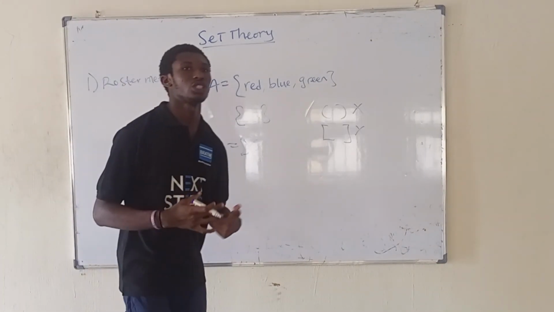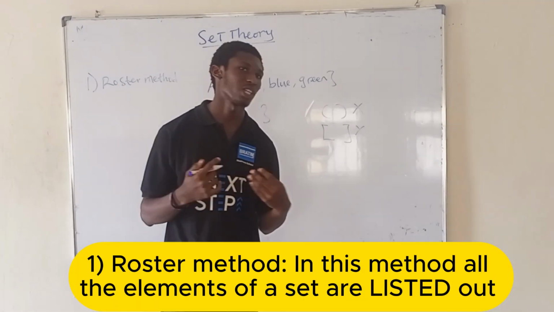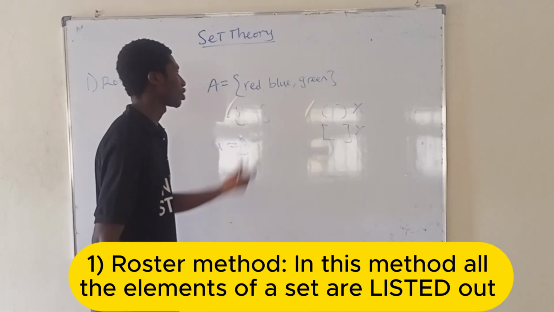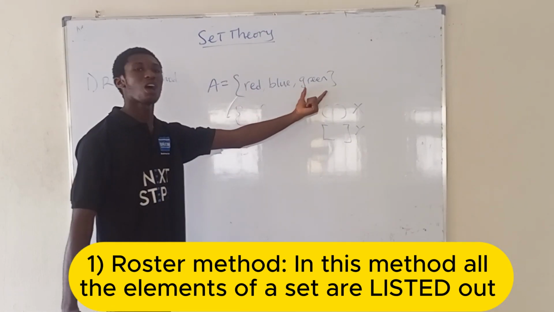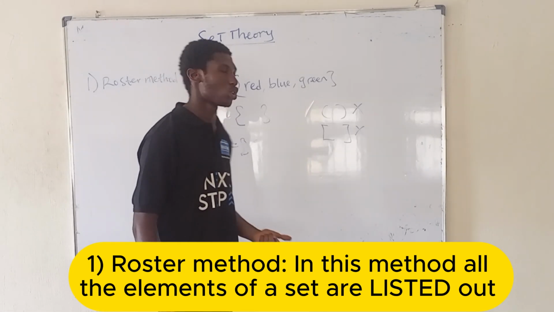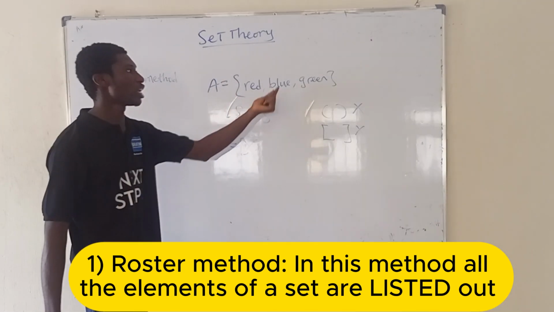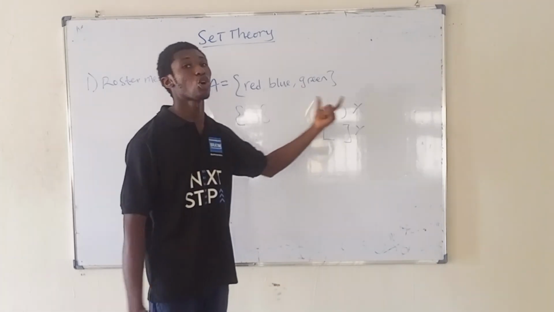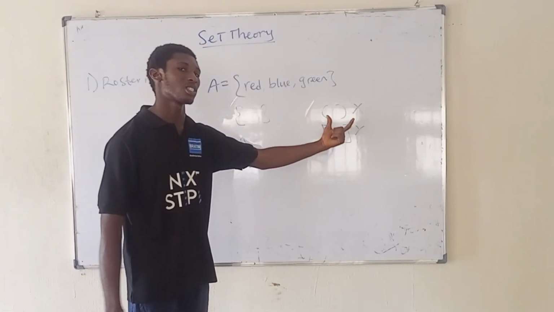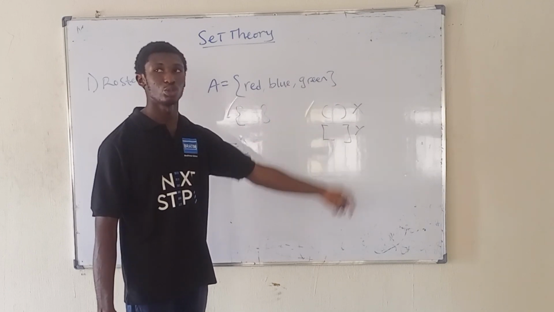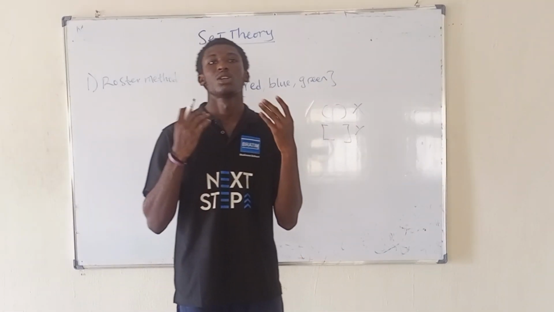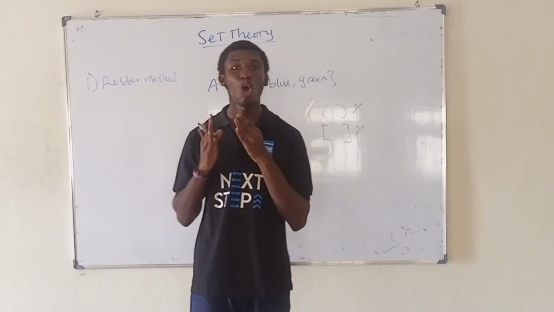Now, in the roster method, the elements of a set are listed out. So the elements that make up that set are listed out. This set we have here is an example of a roster method. A set A is equal to {red, blue, green}. I've just listed out the colors that make up that set. So this is a perfect example of a roster method.